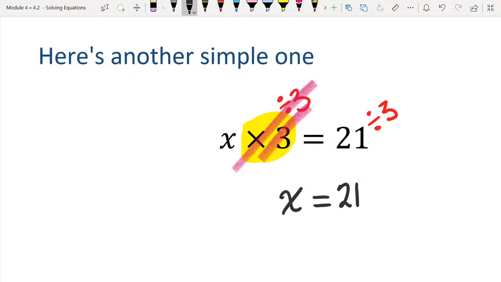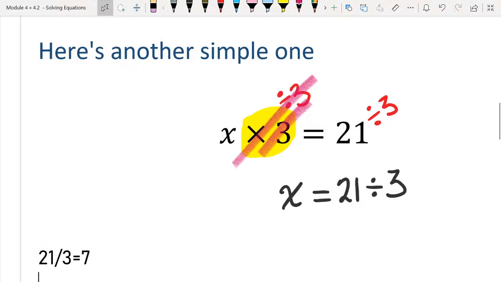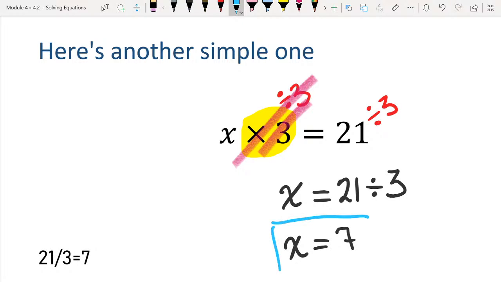But what I do to one side, I have to do to the other, so this side has to be 21 divided by 3. Again, if you can do that in your head, awesome. If you can't, plug it into a calculator. 21 divided by 3 is 7. So our number has to be 7. And if you're ever in doubt, you can go back and check it. We know that our number times 3 should be 21.